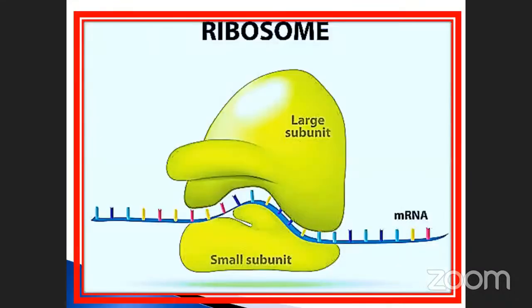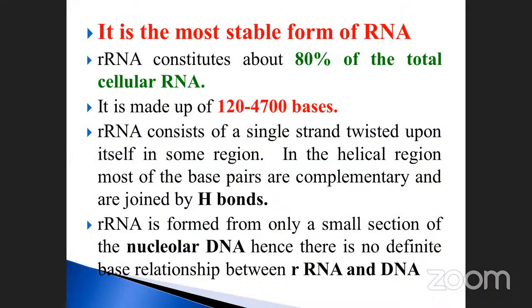See that, my dear. You can see that this is the large subunit. This one is called the small subunit. See that it is the most stable form of RNA. The rRNA constitutes about 80% of the total cellular RNA. This is very, very important. Which RNA is more abundant in living cells, or any organism, or in your human body? They may ask the question like that. 80% ribosomal RNA, ribosome essential for protein biosynthesis.